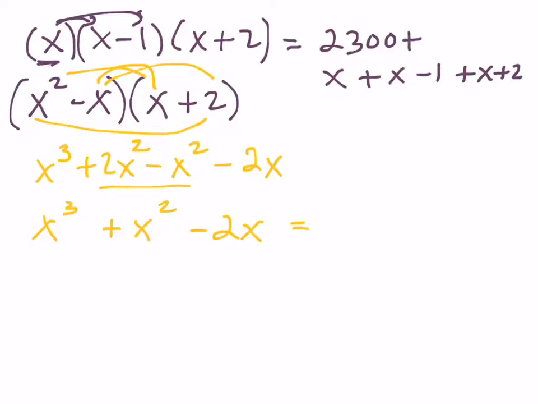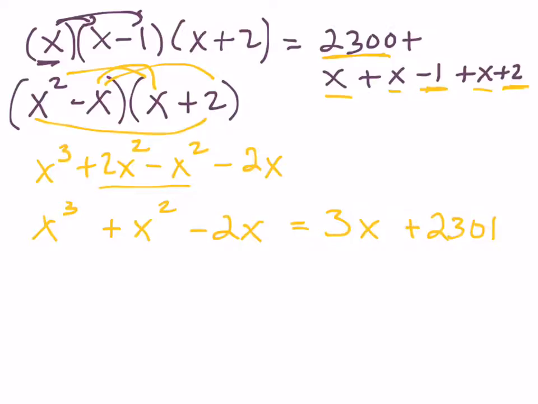All right, and then on the right, we just need to combine all the like terms. So we have x, x, and x, that's 3x. And then the numbers, we have 2,300 minus 1 and plus 2. So if you do 2 and minus 1 first, that's a plus 1. And then 2,300 plus 1 is plus 2,301.